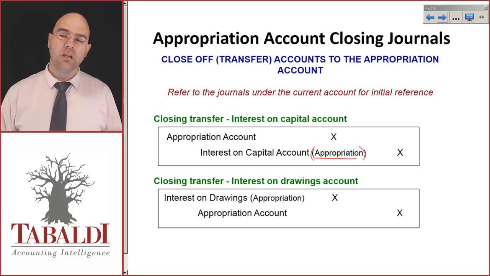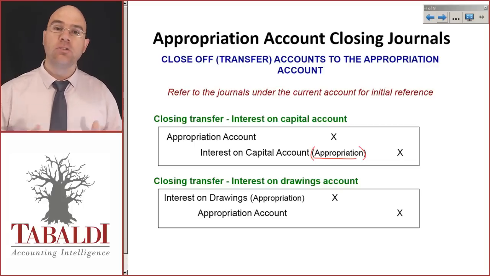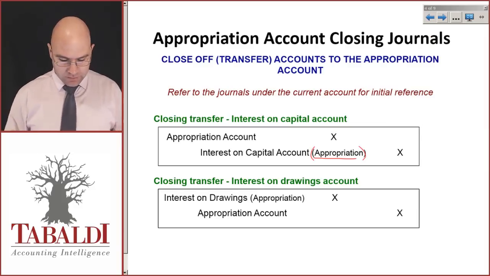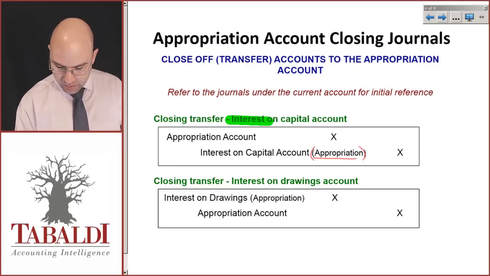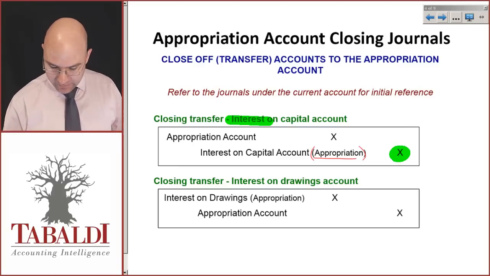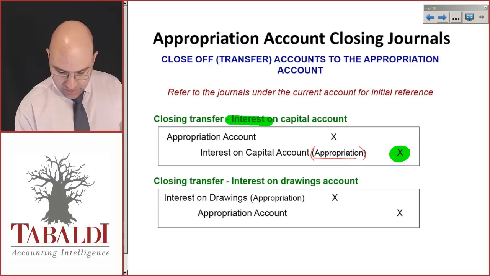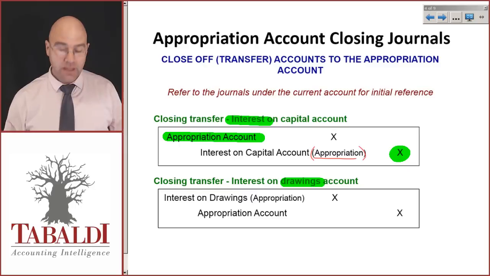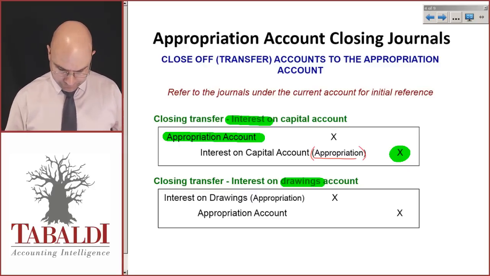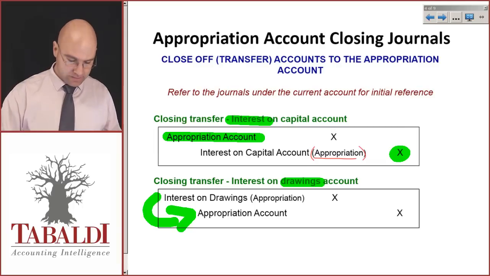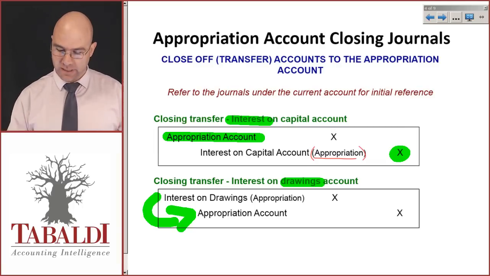So now what we need to do is we need to close those accounts out to the appropriation account. Then you pull up a highlighter and let's go through these. So first of all, let's close off the interest on the capital account. We originally debited that. Now we must credit the interest on the capital account and put it into the appropriation account. Interest on the drawings account, same thing. That was initially a credit, an interest income. Now we are going to transfer it into the appropriation account. Debit interest on drawings, credit the appropriation account.